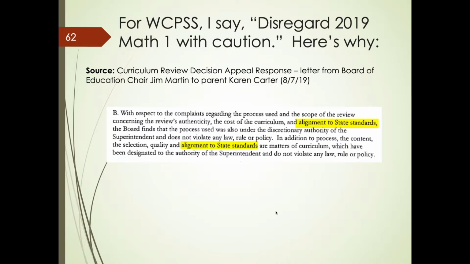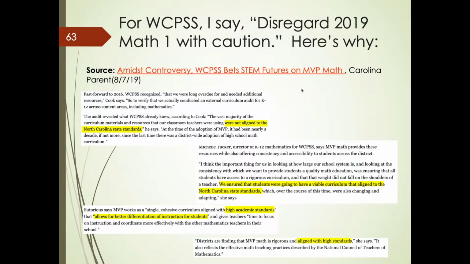In addition to process, the content, the selection, quality, and alignment to state standards are a matter of curriculum which have been delegated to the authority of the superintendent and did not violate any law, rule, or policy. You want more? Okay, here it is.